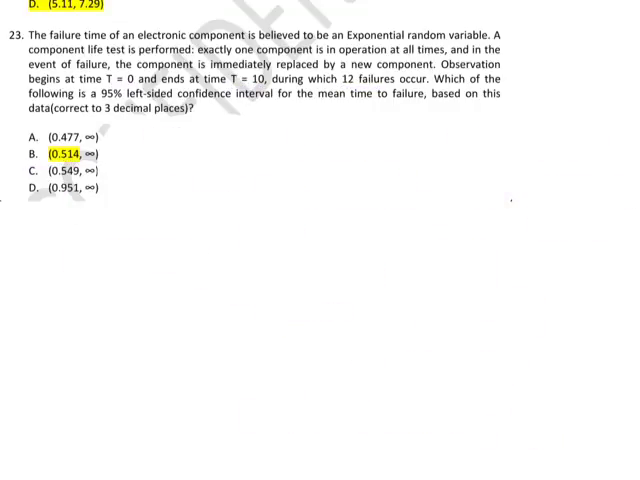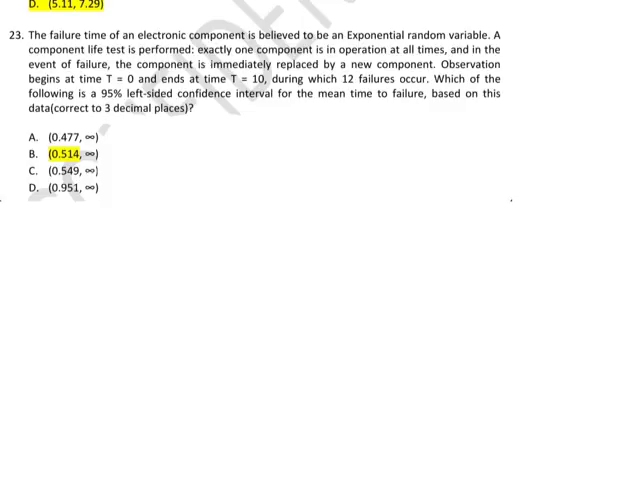Question number 23. The failure time of an electronic component is believed to be exponential. A component life test is performed. Exactly one component is in operation all the time, and in the event of a failure it is replaced. Observation begins at 0 and ends at 10, and there are 12 failures, and we need to work out the 95% left-sided confidence interval for the mean time to failure.